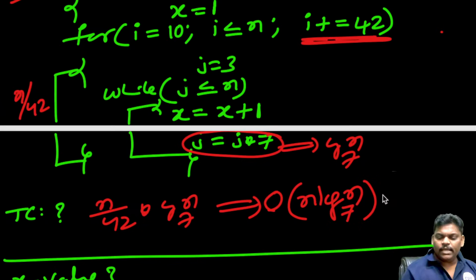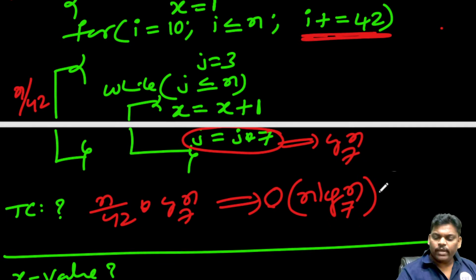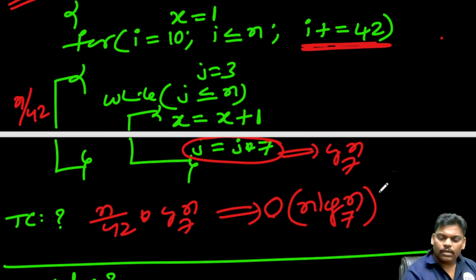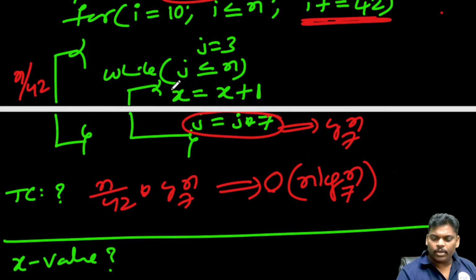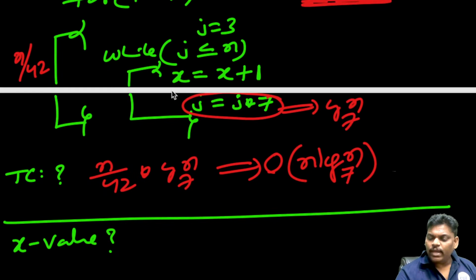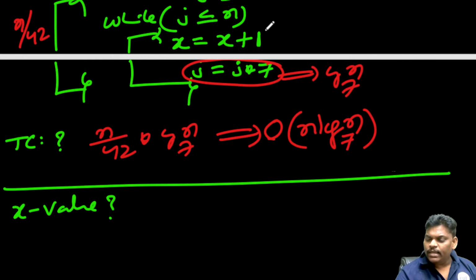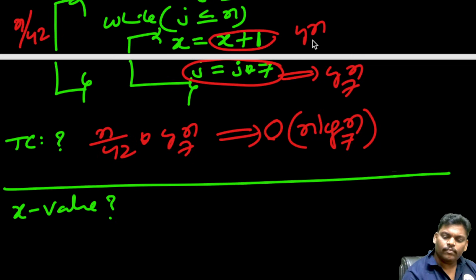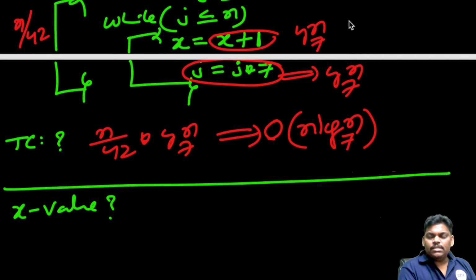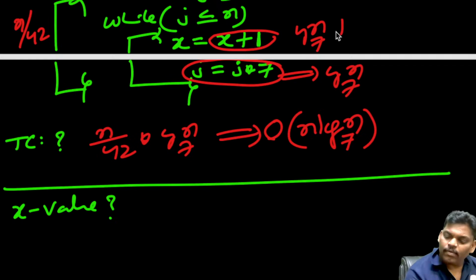Can you see the x value? X value is initially 1. See what is happening. For the first i value, x will increment log n times, because x is always incrementing by 1. So for the first i value x becomes log n base 7, for the second i value again log n base 7, for the third i value again log n base 7.